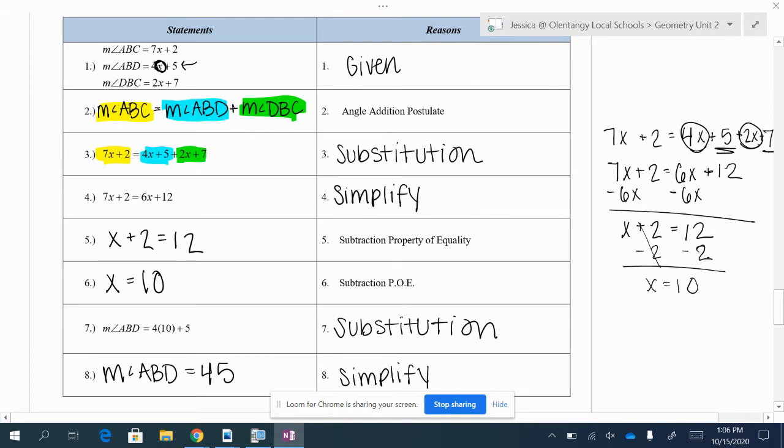So the biggest thing here is to recognize that when using simplify, you're combining like terms. A lot of students wanted to say that this was like addition POE or multiplication POE. The biggest difference between simplify and multiplication or addition is that with multiplication and addition, you're doing it to both sides of the equal sign. Here, you're not. So that's when you know that it's going to be simplify.